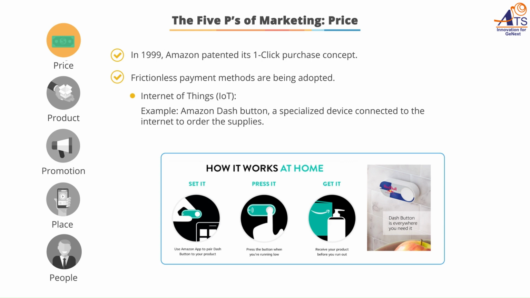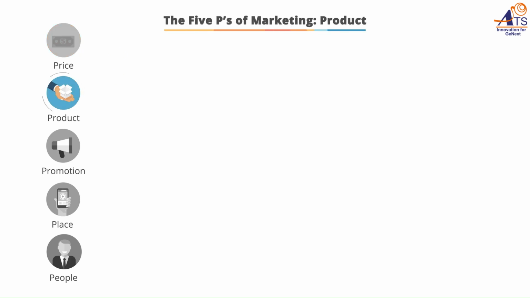And those will be delivered to you through Amazon. The second P we want to look at is product. Think of how digital is transforming the way you use and consume different products.